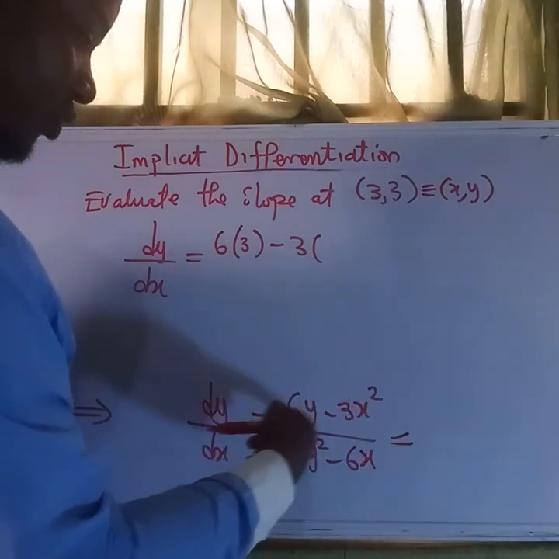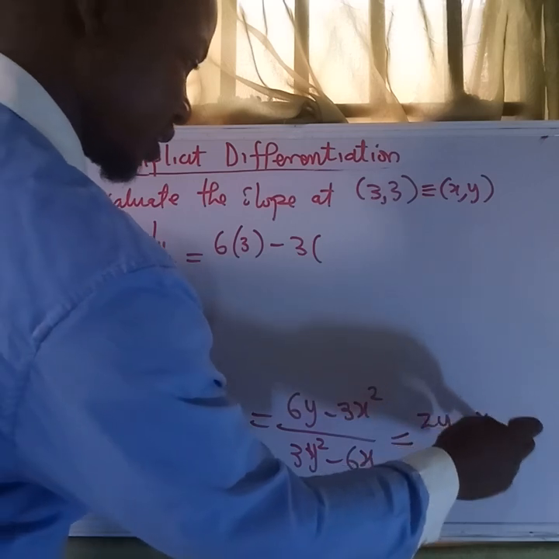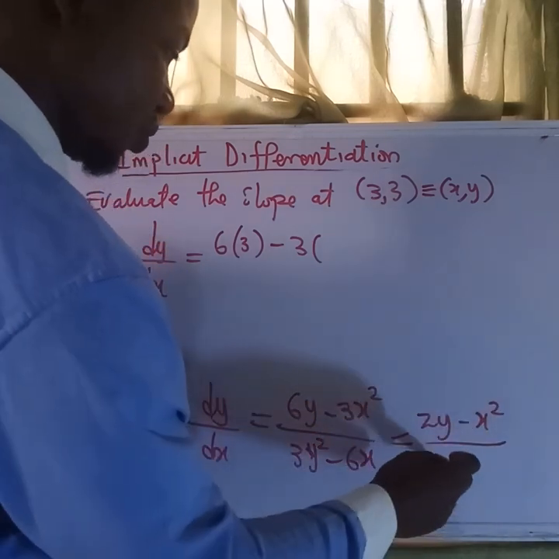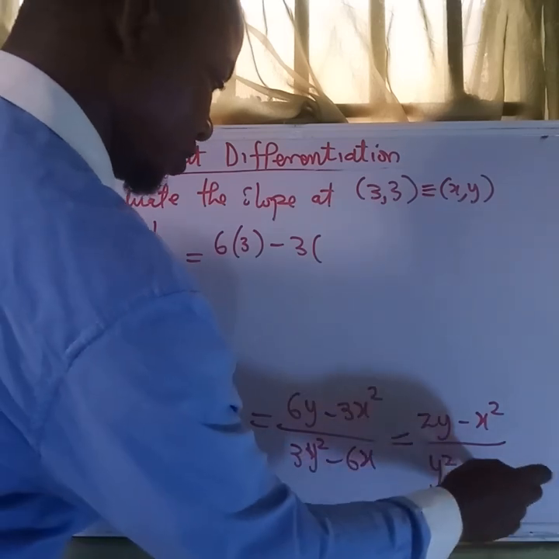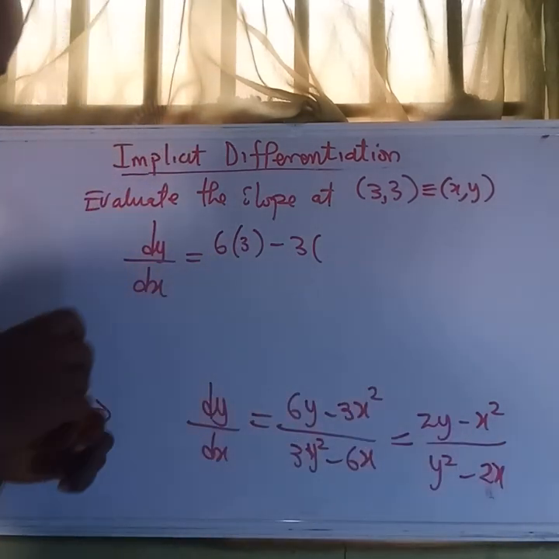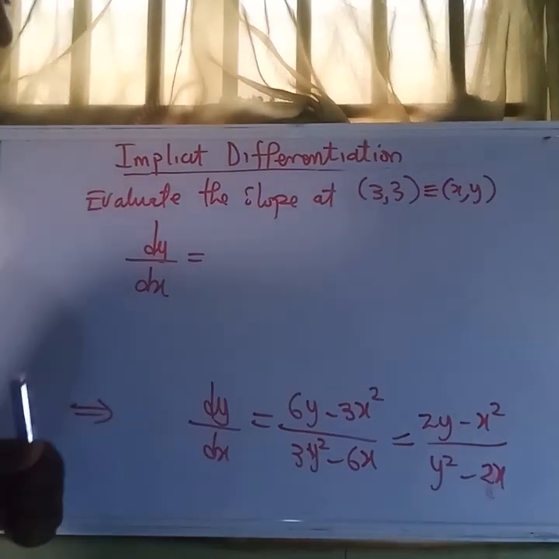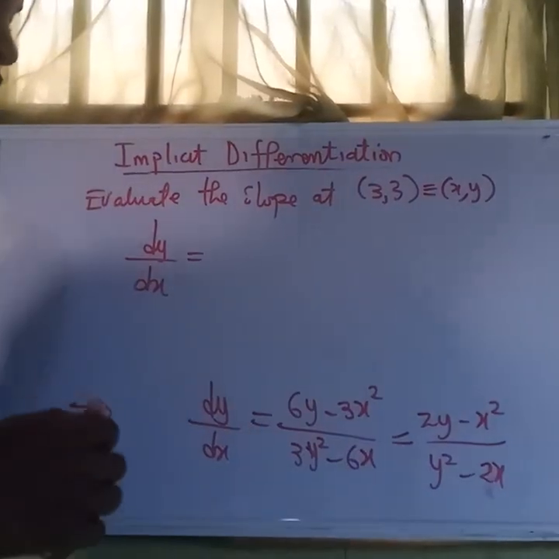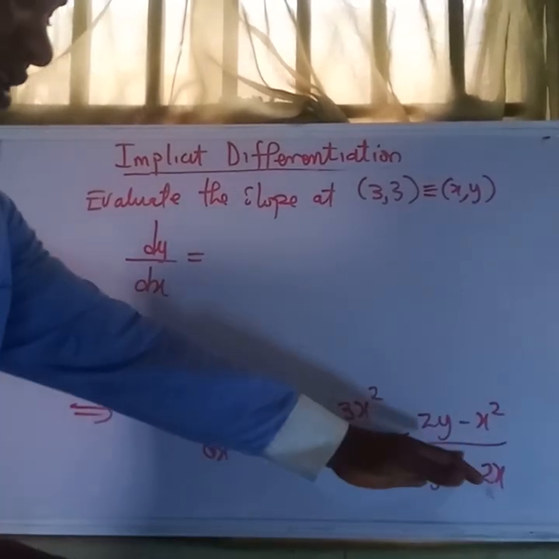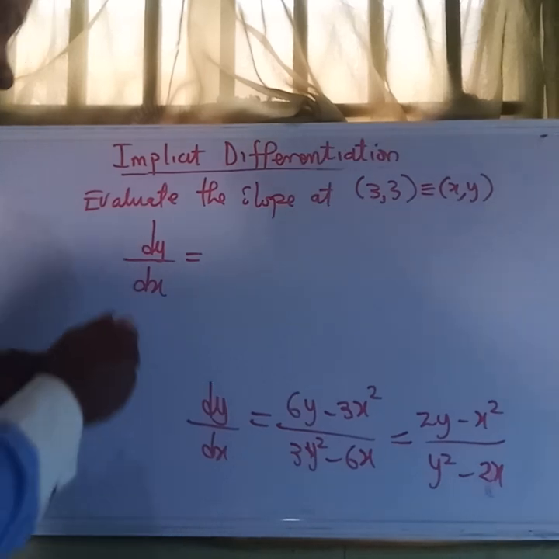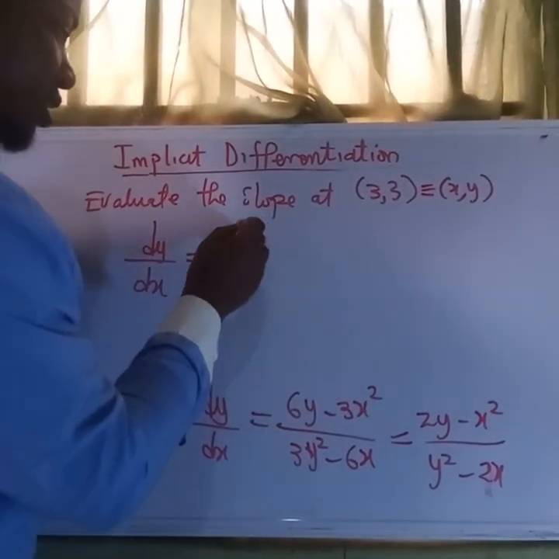3 goes out here, 3 also goes out here, so this will be 2y minus x squared over y squared minus 6, so minus 2x. This will make it simpler to do, rather than having a very big figure that can lead us to an erroneous answer. Let's simplify first. This is good now. So let's take it back. Whenever we see y, we put 3.